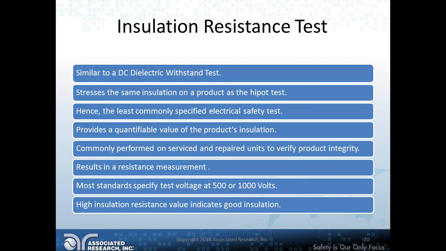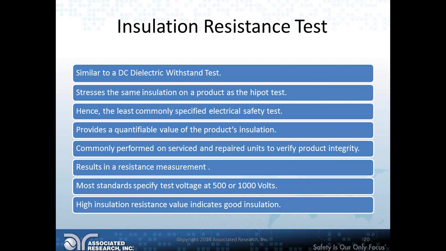So we're now going to go over the quick summary for what we just covered, but before that, let's quickly go over some of the common questions that come up regarding the insulation resistance test.